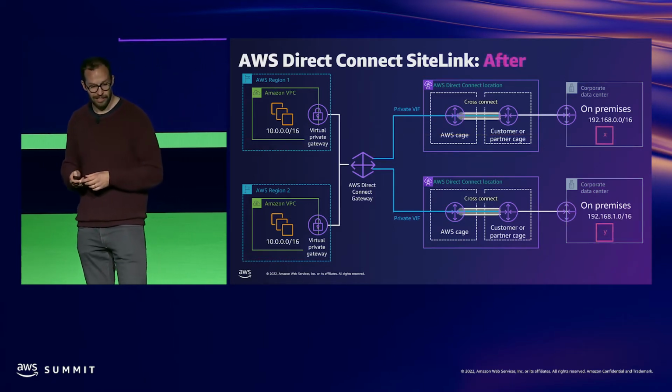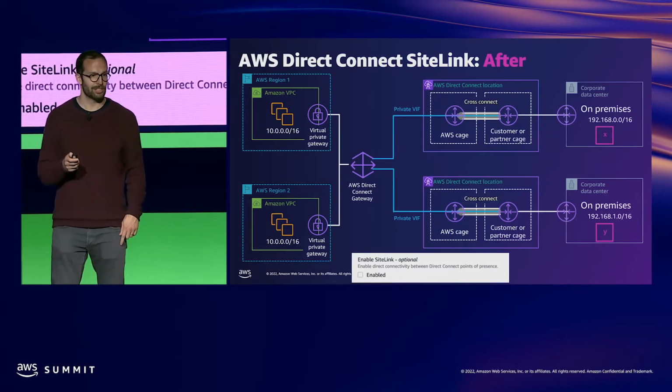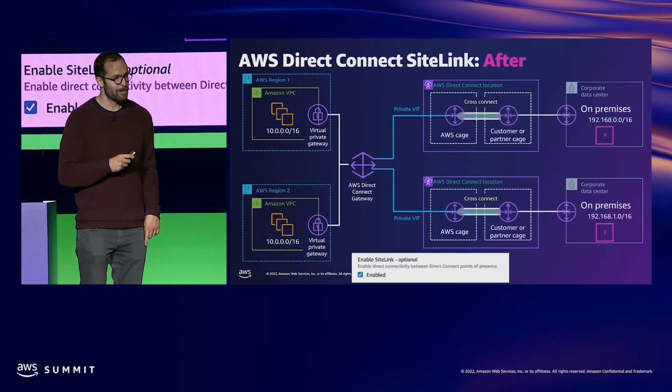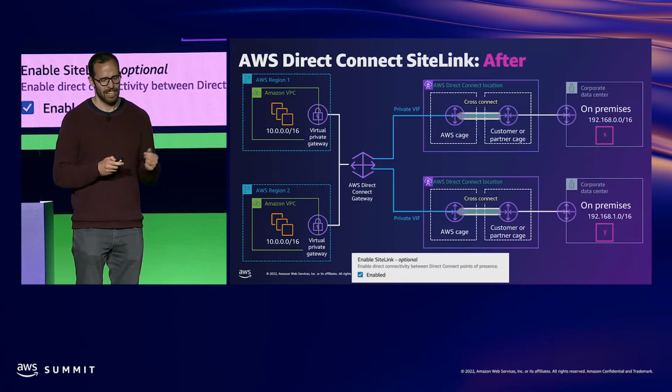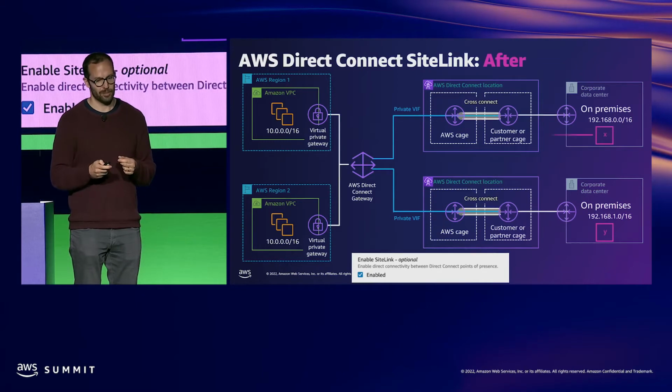With Site Link, and the configuration you can see is very complex, just a single tick box. You enable this on the private virtual interface or transit virtual interface, and what it will do is allow for those 2 data center environments to communicate.